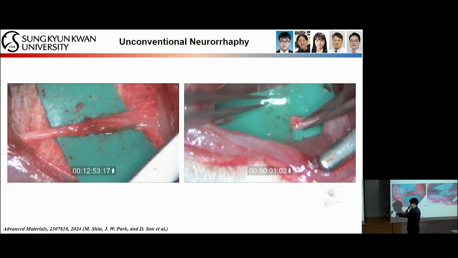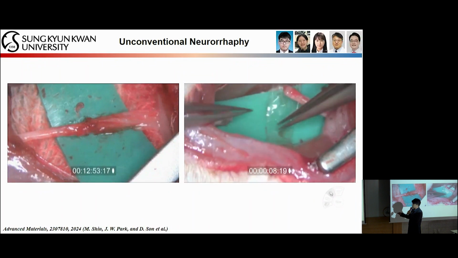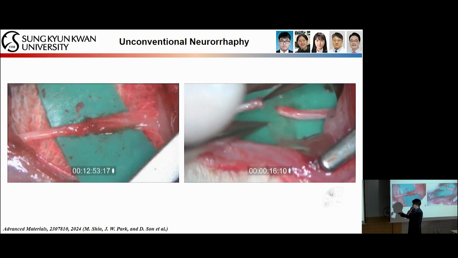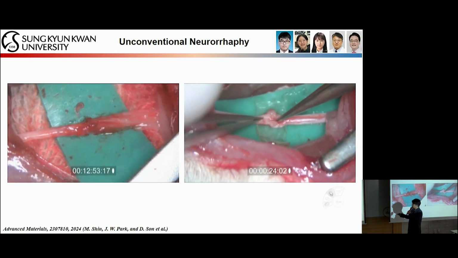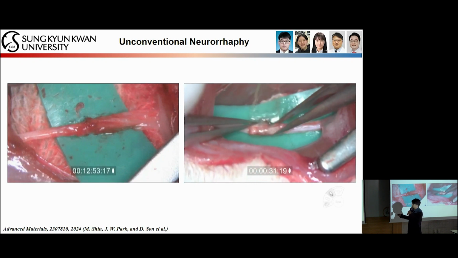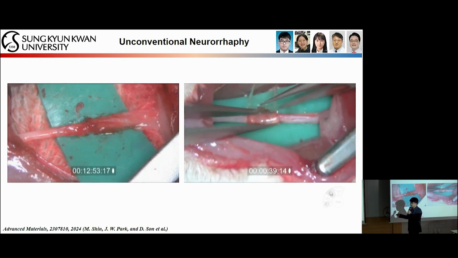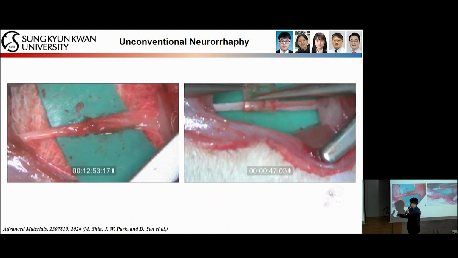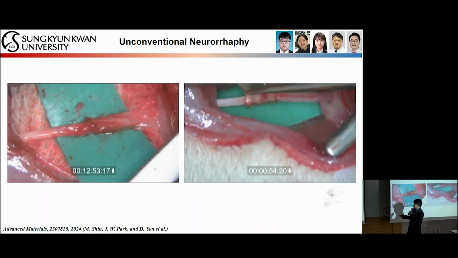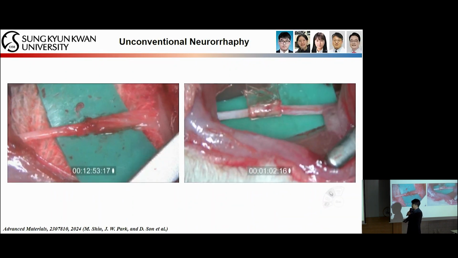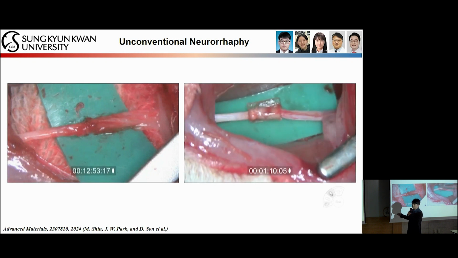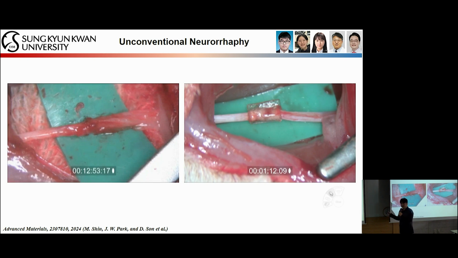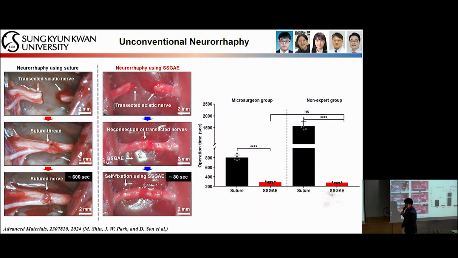And how about this? This is our SSGA patch. We can just put the transected nerve on top of our patch. We can just wrap. And also, we can cut off the remaining part. So this surgery is finalized in almost 1 minute. This is very simple.